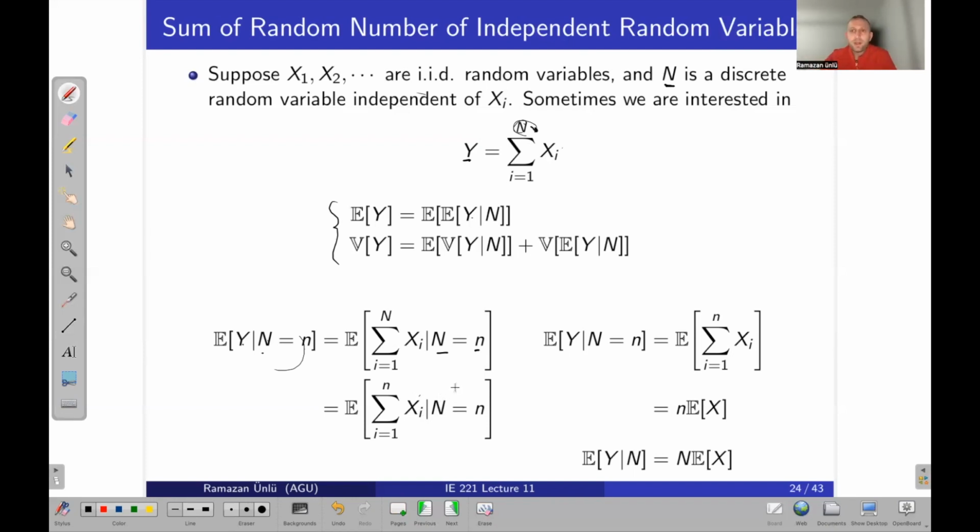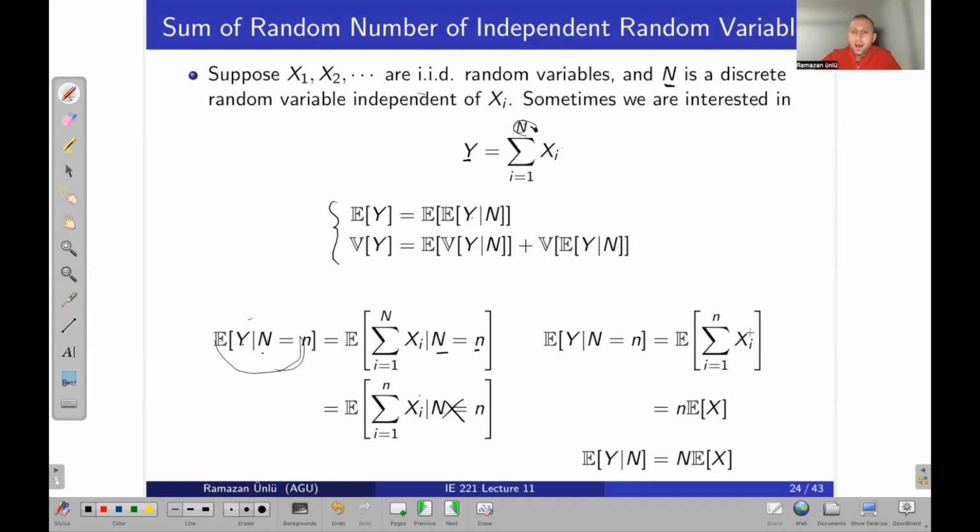They will not affect each other. Increasing or decreasing N will not change the value of the X. Summing 2 or 3 random variables will not affect the values of the Xs. So they are independent from each other, and I can ignore that condition, because it will not give us any extra information. So I can rewrite the expected value of Y given N equal to some particular value small n as the expected value of the sum of Xi.